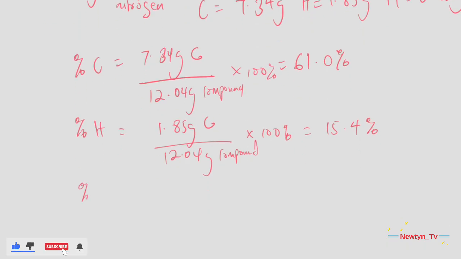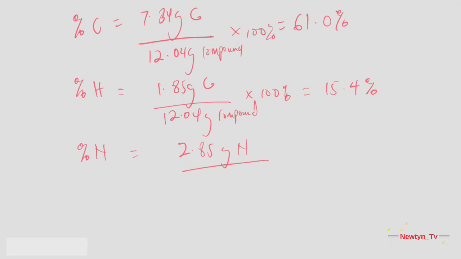Then lastly, nitrogen. So we know that the mass of nitrogen is 2.85 grams of nitrogen divided by 12.04 grams of the compound. Then you multiply by 100%. Then when you do that, you should get 23.7%.